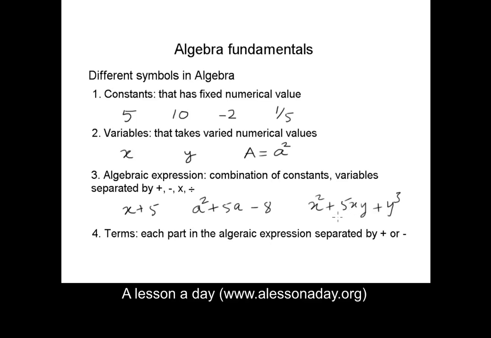What is a coefficient? The last one, terms. Terms is actually each part in the algebraic expression you have, which are separated by positive, negative, etc. For example, here x is a term and 5 is a term. In this expression, you have a square as one term, 5a is a second term, and 8 is a third term. Similarly, here you have your x square as a first term, 5xy as a second term, and y to the power 3 as a third term. Right? So terms is actually each part in the expressions you have.